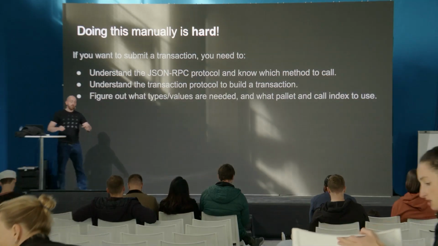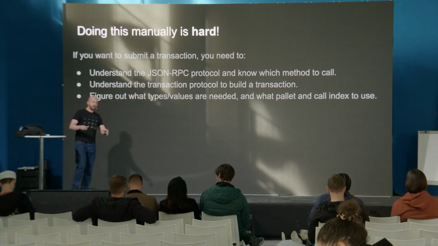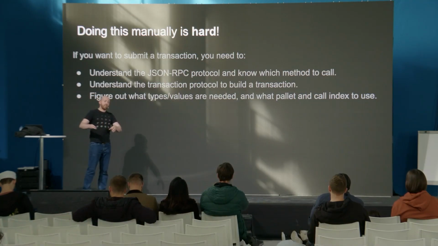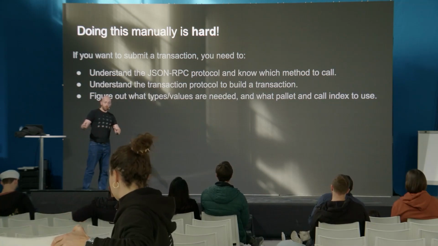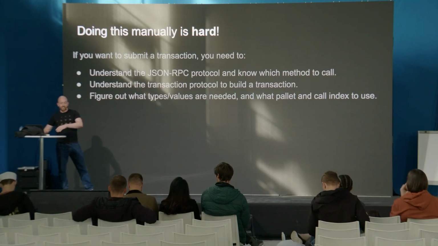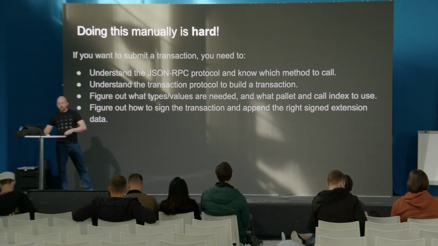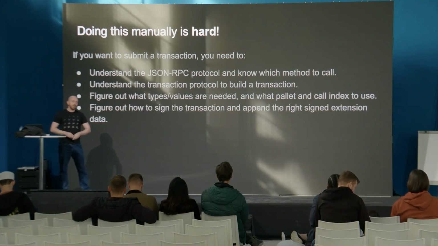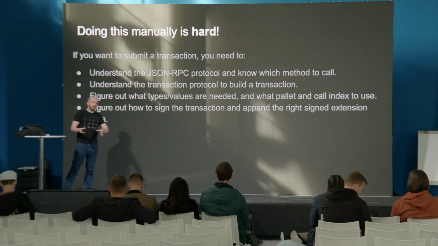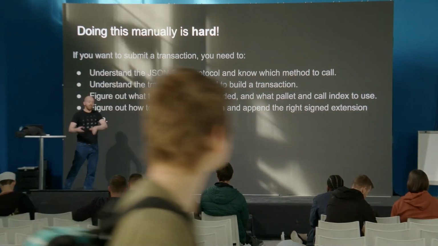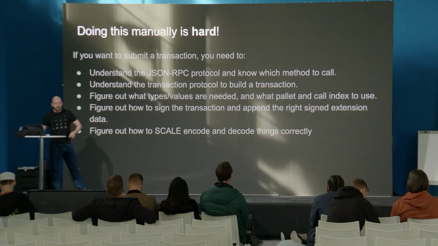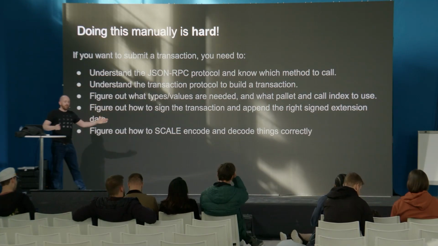You have to figure out what types and values are needed. So every transaction has a different set of parameters that you can pass to it. They all have different types. Those types can be quite complicated. So you need to understand about those types and how to encode things into those types. You need to figure out how to sign the transaction and what the format of that is, where to append the signature. You need to understand what signed extensions are and the fact that every chain has different signed extensions. This is all getting a bit complicated. And you have to figure out how to SCALE encode and decode everything.